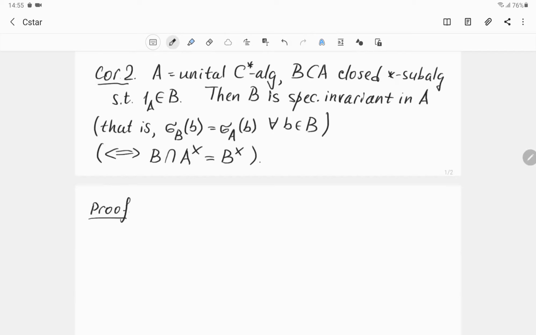Okay, so let's prove this result. So suppose that little b is an element of B, and that this element is invertible in A. So we have to show that b inverse, the inverse element, sits in the same subalgebra B. So we do the following. We look at b star b and observe that this element is now self-adjoint and is still invertible in A. So b is invertible. This implies that b star is also invertible. So their product is invertible.